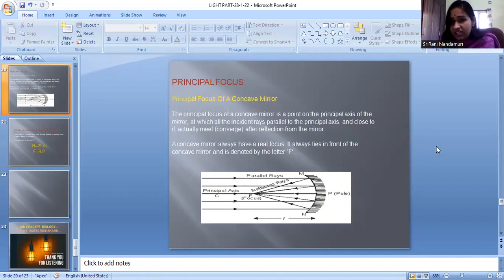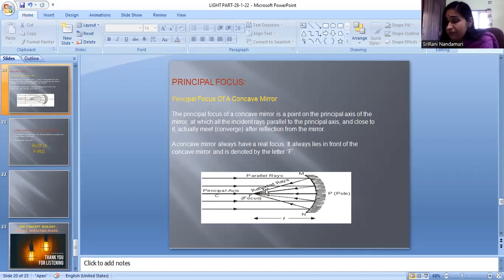You can see the distance between the pole and the principal focus. Here, this is the principal focus. Here you can see in this image, this is the pole, this is the center of curvature, right? Here, all the light rays come and meet at one point. That point is called the focus. The distance between the principal focus and the pole is called the focal length.